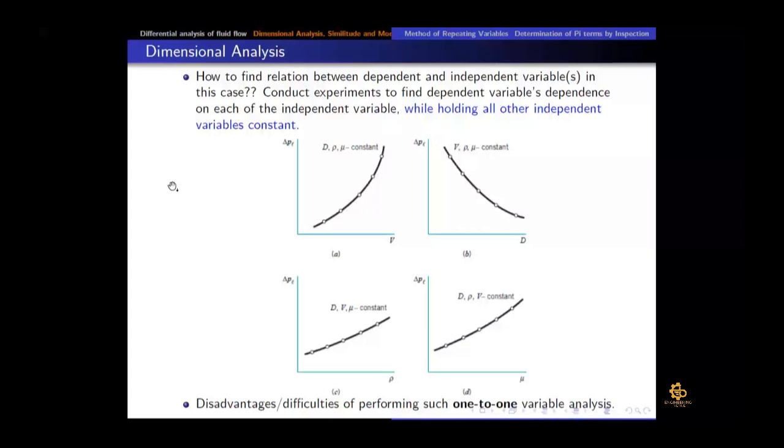And sometimes it is very difficult to keep all other variables constant while changing one. Like if you change mu, then it is very difficult to keep rho constant for the same fluid, right? So maybe it is not very practical to conduct this type of experiment where you only change rho and keep mu constant, because mu would change with rho, right? So this is quite difficult. So instead, what we do is make it non-dimensional.